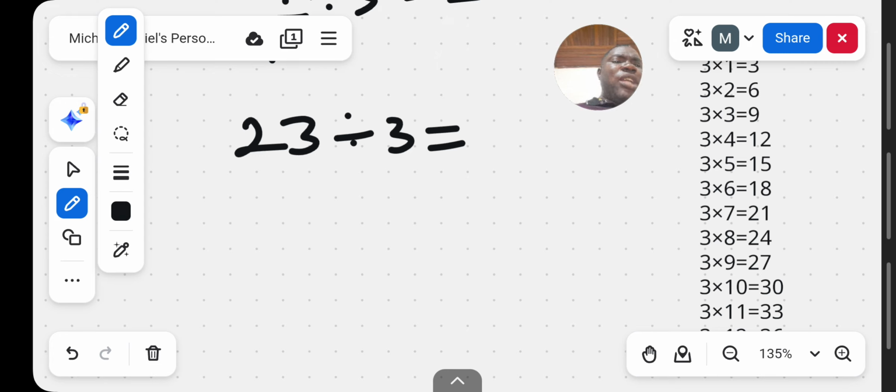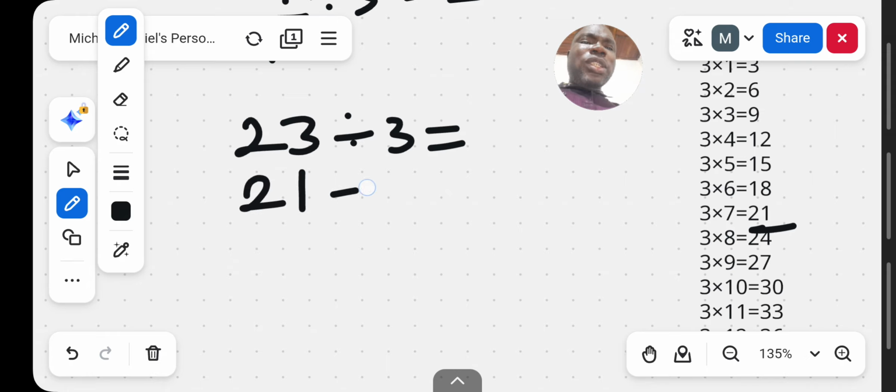So that means 23 is between 21 and 24. So what are we going to use to ask ourselves the question? We'll use 21. We won't use 24, it is bigger. Remember, 23 is between 21 and 24. So we have to use 21. So we put 21 here. We ask ourselves, what is 21 divided by 3?